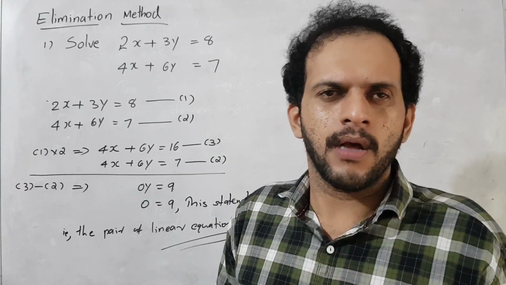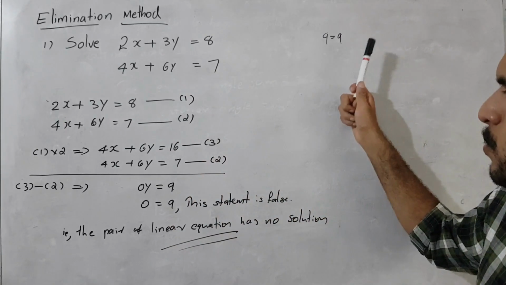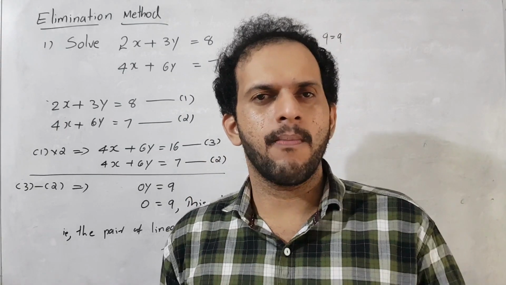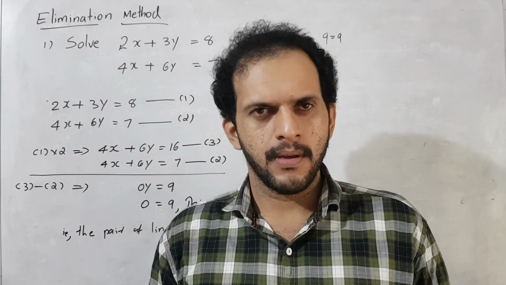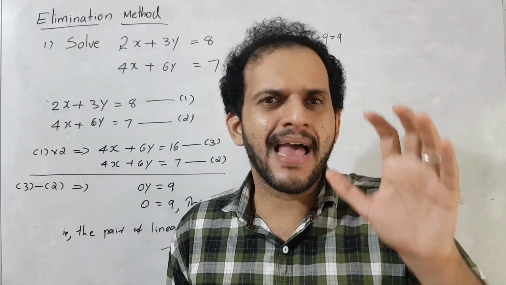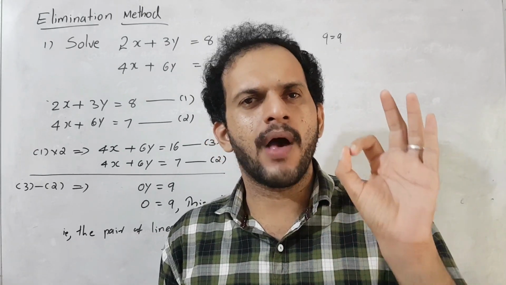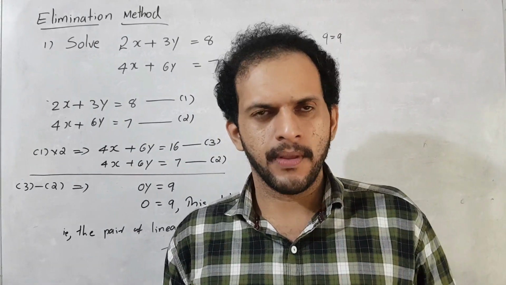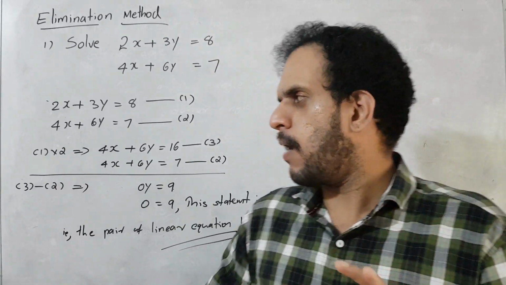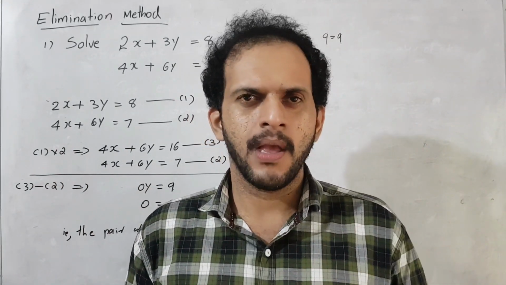Then what is that meaning? How do we write that type of answer? We write, this statement is true. That is, the pair of linear equations has infinitely many solutions. Okay? If the pair of linear equations has exactly one solution, in all those cases you will get one value for x and one value for y. That we will do later. Okay? I think you got it.